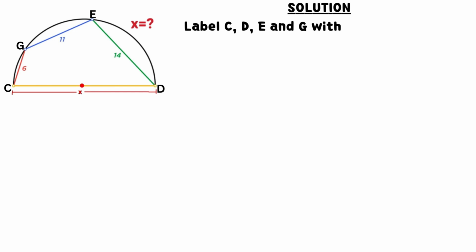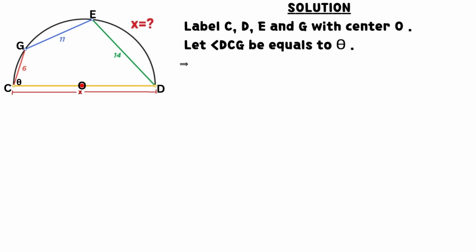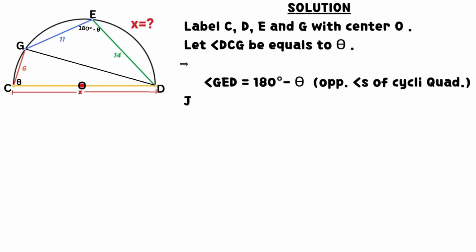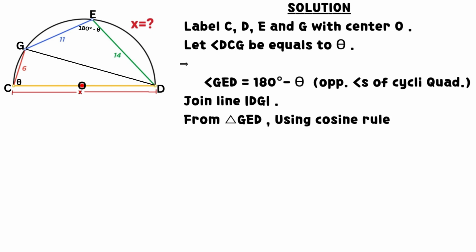Solution. Label C, D, E and G with center O. Let angle DCG equal theta. This implies that angle GED equals 180 degrees minus theta. It is because opposite angles of a cyclic quadrilateral are supplementary.